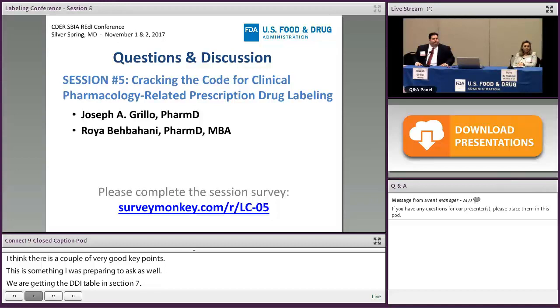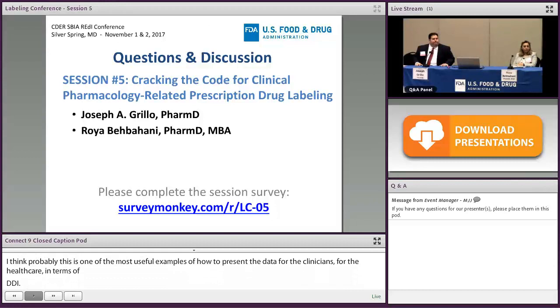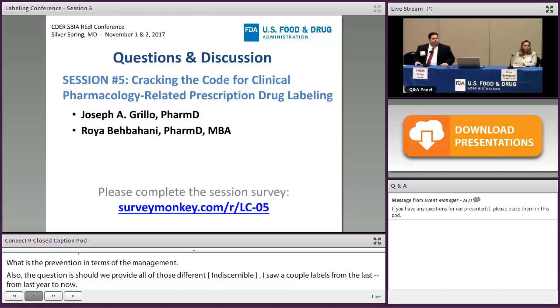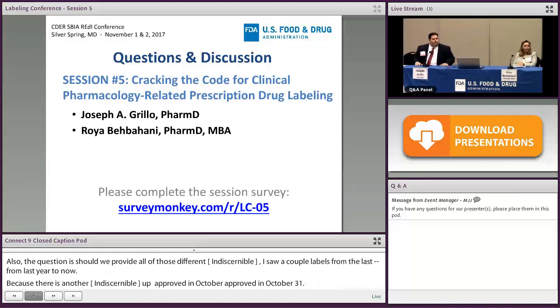The prevention in terms of the management, and also the question is, should we provide all those different drugs, the 3 or 4 inhibitors? I saw a couple of labels from last year to now, because there's another BTK inhibitor just approved on October 31st, and they did the same thing. But one of the challenges I feel, after 4 submissions myself, is really the reviewer preference. Sometimes they want the information, sometimes not.